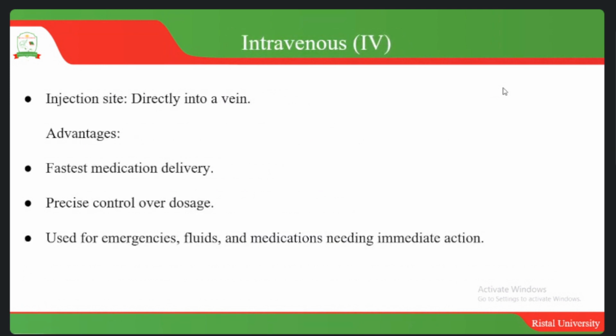The other one is intravenous. For intravenous, this is directly into the vein, as Alaron mentioned, and the advantage is that it's much faster than the rest of the routes, I mean the different types mentioned: the intradermal, the subcutaneous, and the intramuscular. This one goes direct into the vein, and that's why it is much faster in delivering the medication.